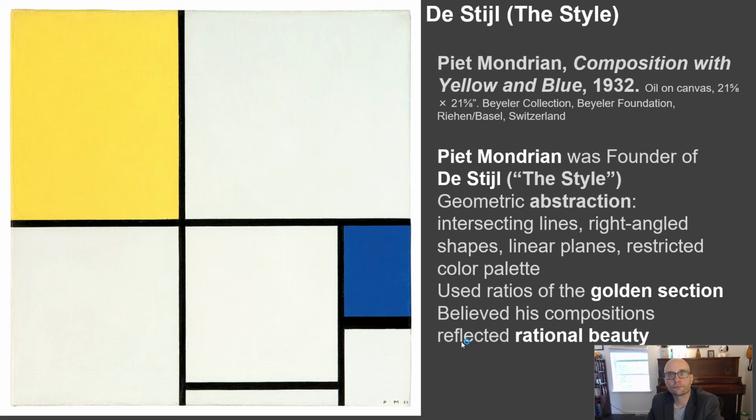a Dutch movement called De Stijl. And the artist Piet Mondrian is the founder of this group, who believed that geometric abstraction, intersecting lines, right angle shapes, linear planes, restricted color palette, should be the palette that artists use. They based a lot of their art on something called the golden ratio, which is a rectangle that the ancient Greeks actually believed was the sort of ratio of rationality and beauty. But this really comes from the concept that De Stijl especially believed that if we really embraced a sort of stripped down aesthetic, it could actually make the world a better place.